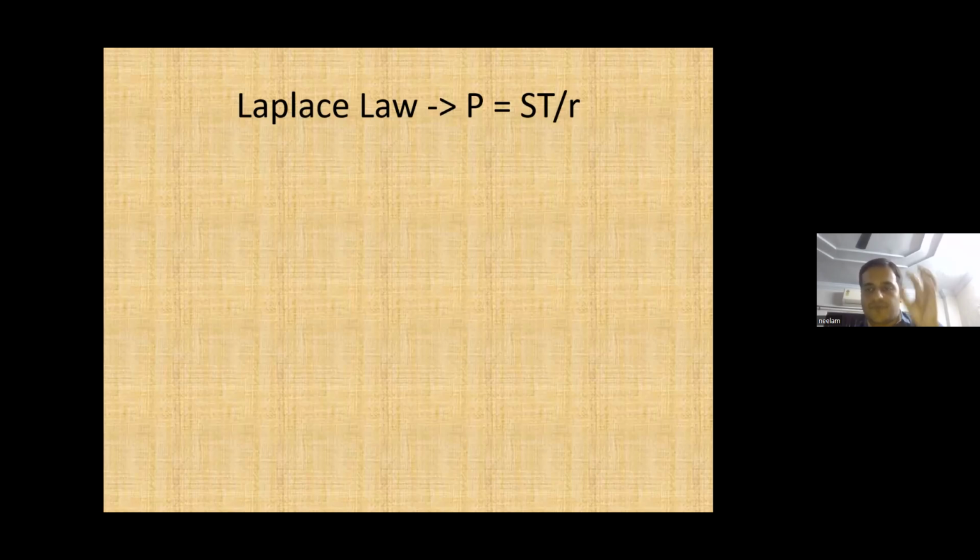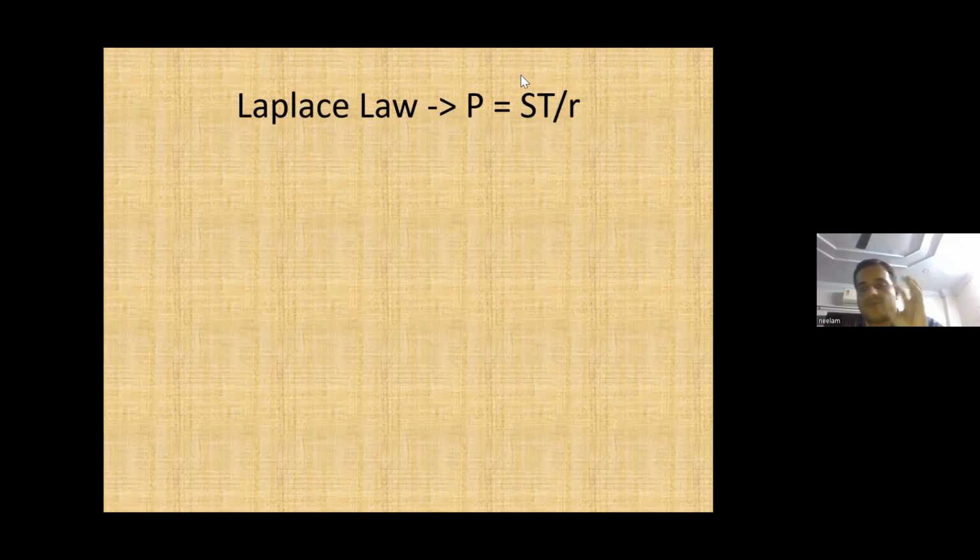We have to give some pressure so that the alveoli do not close. So how much pressure is needed? That depends on two factors. One is it is inversely proportional to the radius. So the smaller the alveolus, the more pressure required to keep it open. The smaller the alveolus, the more opposing pressure we have to give to keep it open.